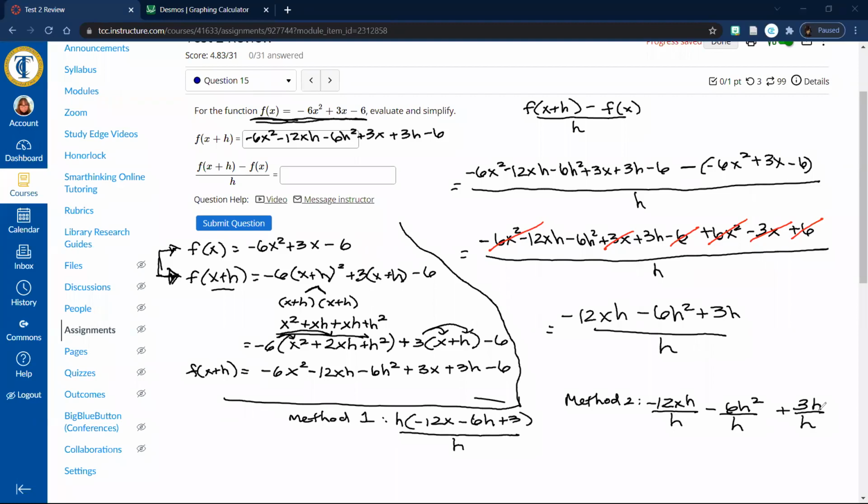Both of these methods work because what's the next step? Cancel them. Yeah, getting rid of the h over h, because anything over itself is equal to 1, right? So what are we left with? Negative 12x minus 6h plus 3. And that's your answer.